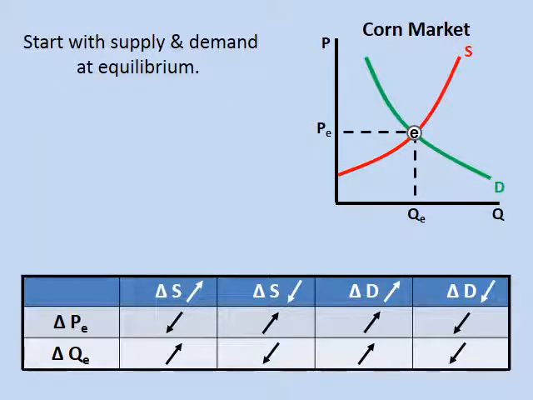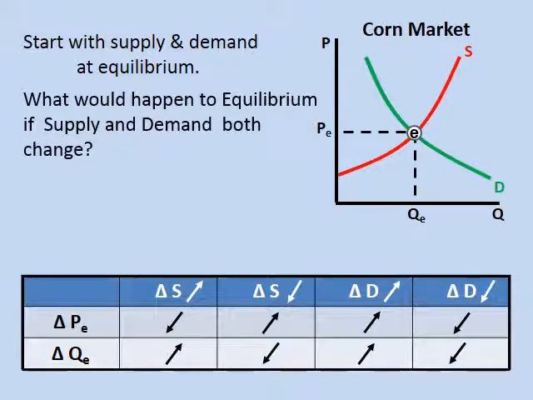All right, now that we've examined these 4 different shifts in the supply and demand curves, what would happen to equilibrium if supply and demand both changed simultaneously? Let's take a look.